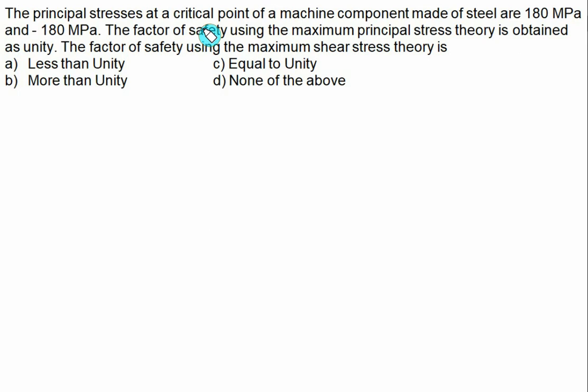The principal stresses at a critical point of a machine component made of steel are positive 180 megapascal and negative 180 megapascal. So the highest value is 180, the lowest value is minus 180. So sigma 1 is equal to plus 180, sigma 3 is equal to minus 180, and sigma 2 we assign equal to 0. The factor of safety using the maximum principal stress theory is unity, that is given to us. Using this value we can calculate the value of SYT, and then using the value of SYT, you have to calculate the factor of safety using the maximum shear stress theory.